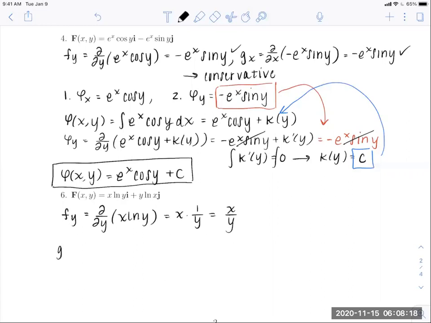Let's also compute the partial with respect to x of g, which is partial x of y natural log x. This is y times 1 over x, which is y over x. You'll notice that these are not equal. And so we conclude that this vector field is not conservative.